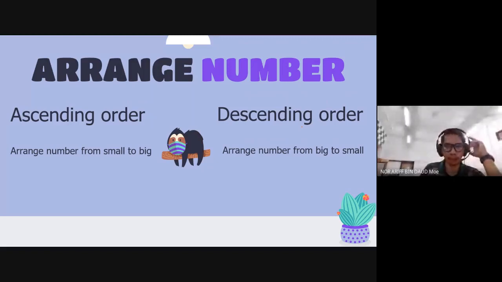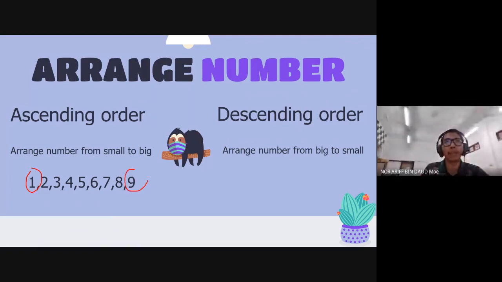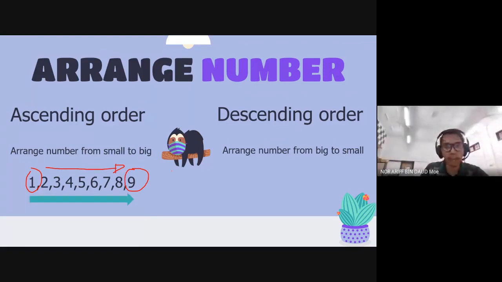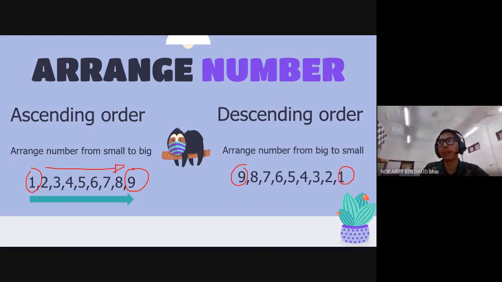Okay, for example, in ascending order, I arrange the numbers 1 until 9. 1 is the small number and 9 is a big number, from small into big. Okay, how about descending? Descending, that means from big to small. Nampak tak? Okay, senang ke susah? Senang je sebab 1 sampai 9.